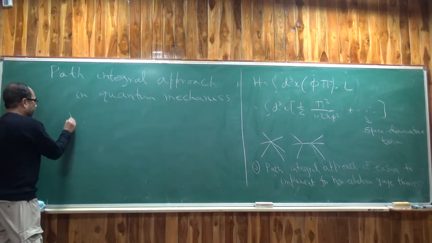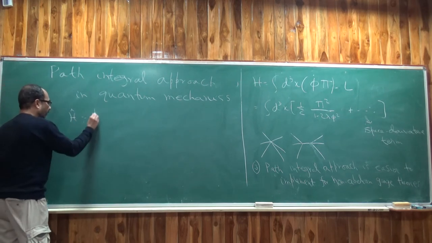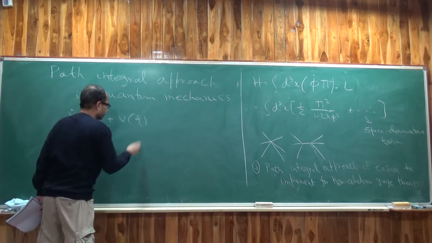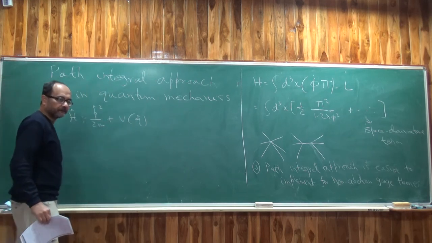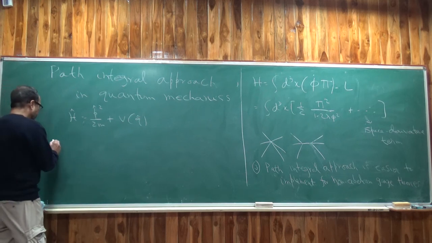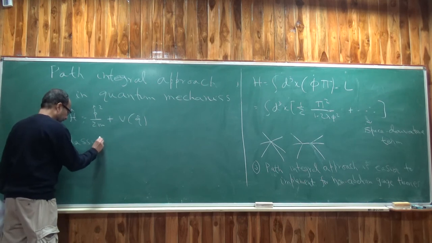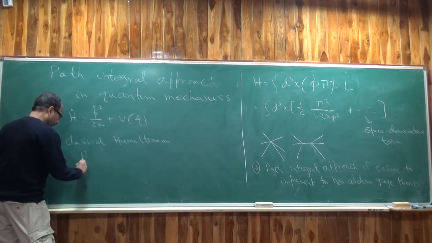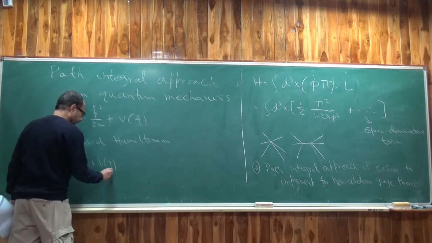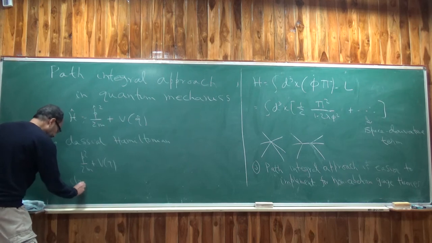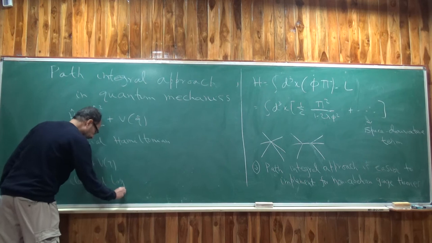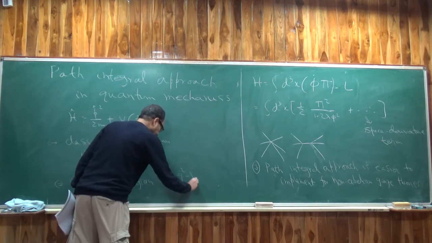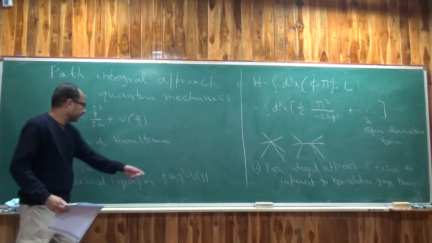So let's consider a simple quantum mechanical system for which the Hamiltonian has this form. The hats basically mean these are operators. This is associated with the classical Hamiltonian, which is p squared over 2m plus V of q, and we can also consider a classical Lagrangian, which is half m q dot squared minus V of q. This Lagrangian gives rise to this Hamiltonian.